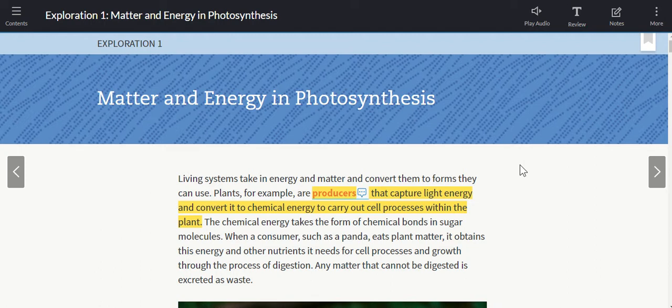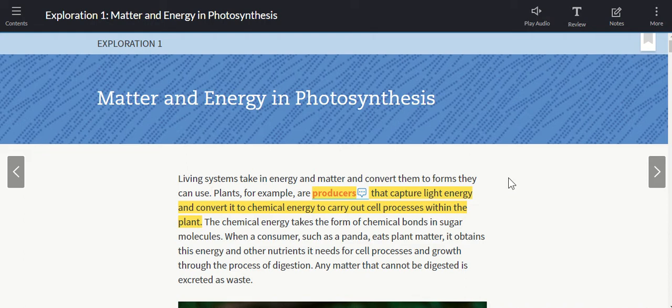Now, I'm hoping that you're familiar with photosynthesis. It should be something that you've learned about in the past, but we're going to go ahead and get started with Unit 3, Lesson 1, Exploration 1. This particular exploration is going to be more of a general summary of photosynthesis, and then in Exploration 2, we'll look at the actual processes that take place in a plant cell that carry out this conversion of light energy into chemical energy. So, here we go.